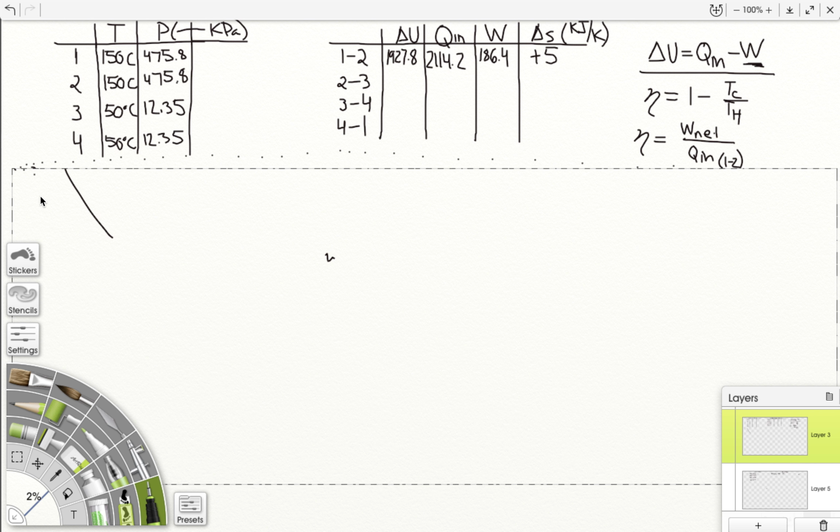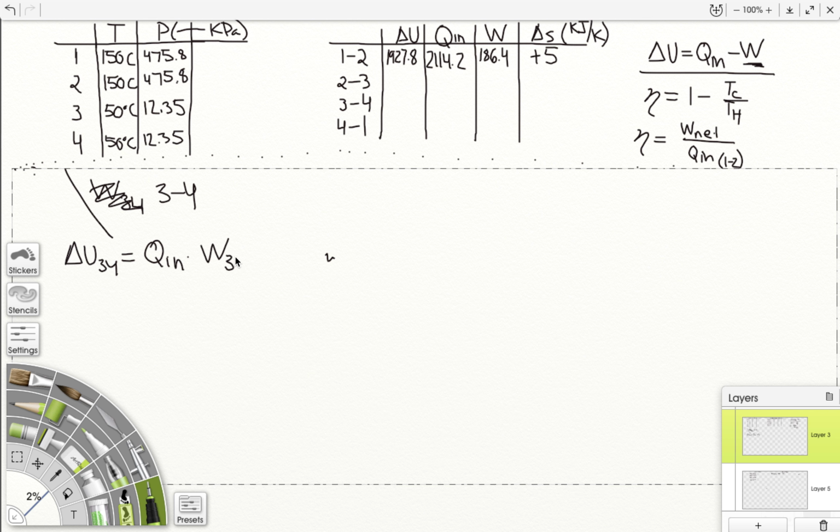So now I'm going to carry on and work on the process from 3 to 4. From 3 to 4, again, we've got our change in internal energy from 3 to 4 is equal to Q in minus work from 3 to 4. If you remember, from 1 to 2 we had an entropy change of positive 5. From 3 to 4, we're going to go through the same entropy change, but this time our entropy is going to decrease by 5 kilojoules per Kelvin.